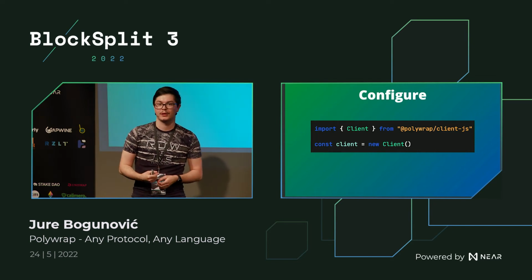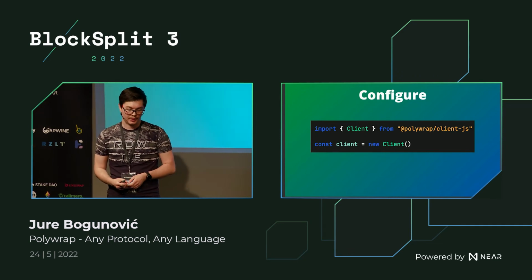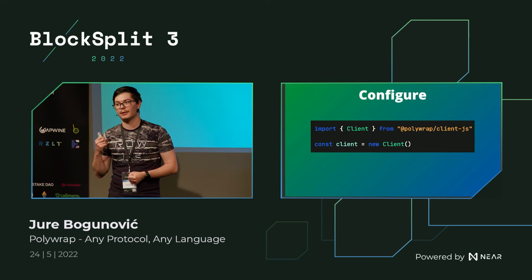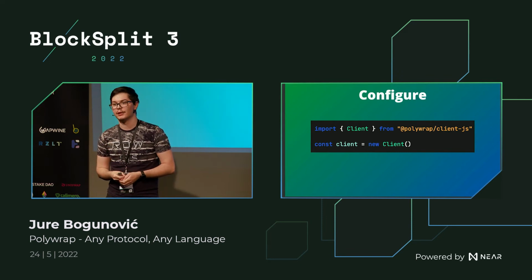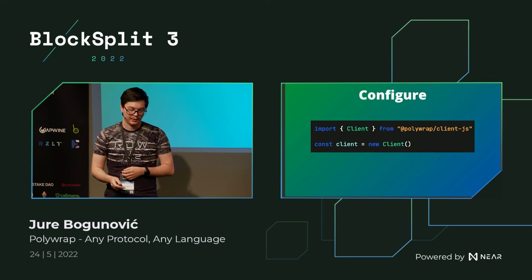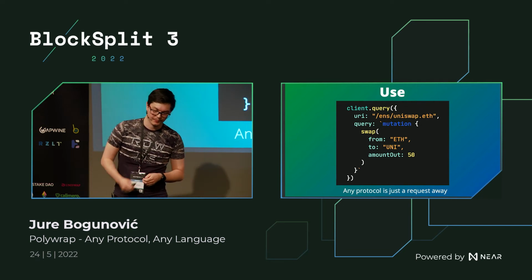Next step, you configure your Polywrap client. So you import it, you instantiate a new instance of that object, and here in the constructor is where you would pass in the arguments, and you would configure all kinds of plugins or permissions or different system capabilities that your wrapper can have, or your Polywrap client will have, and will enable your wrappers.